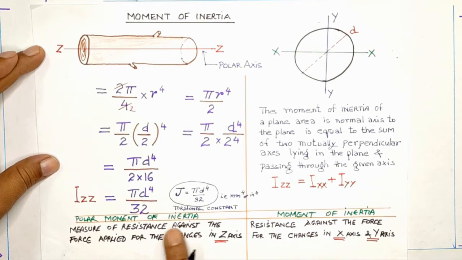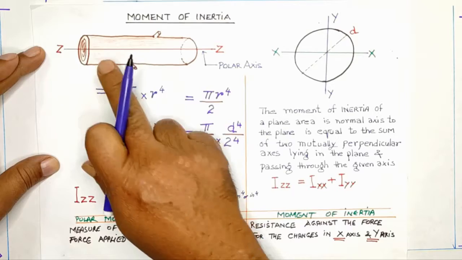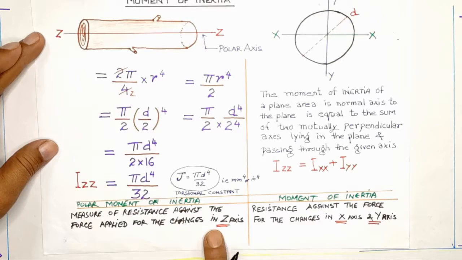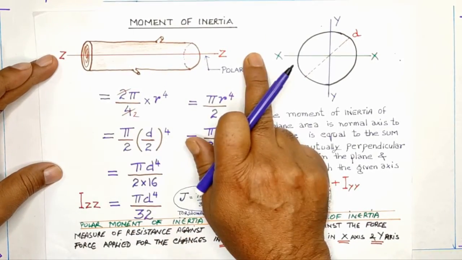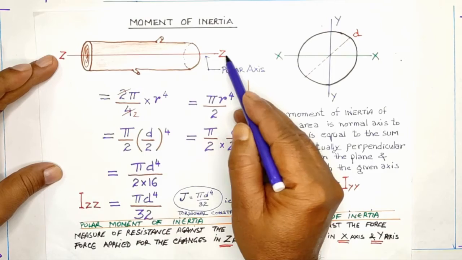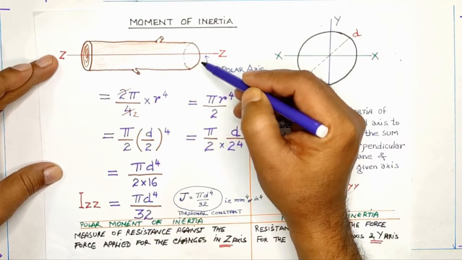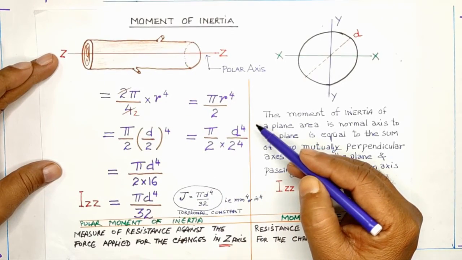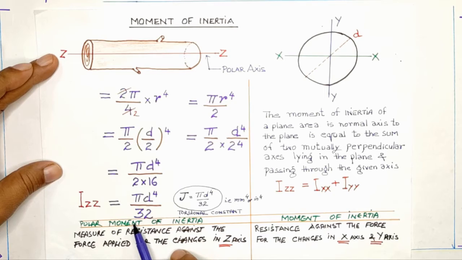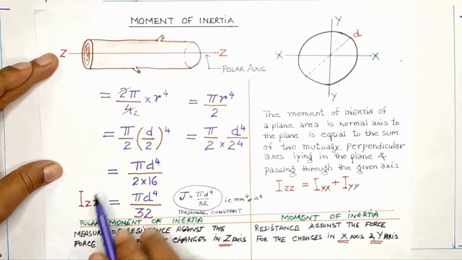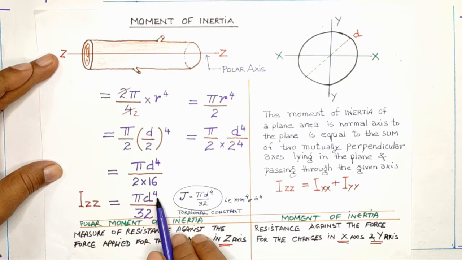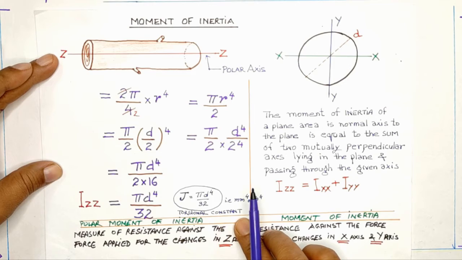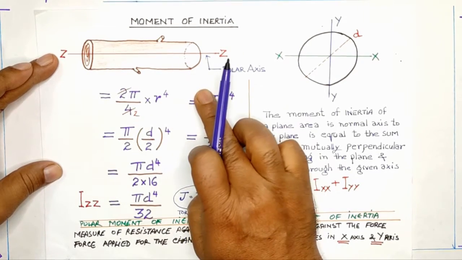So there are two moments of inertia. First we'll discuss the polar moment of inertia. Polar moment of inertia is the measure of resistance against the force applied to the changes in z-axis. So this is a z-axis. If this is a log, this is the z-axis coming from the center. So the changes in this z-axis. In many books this calculation of moment of inertia has been given, how it has been calculated. Ultimately we get IZZ. This IZZ is pi d to the power 4 divided by 32. We also call it torsional constant. So this is polar moment of inertia.